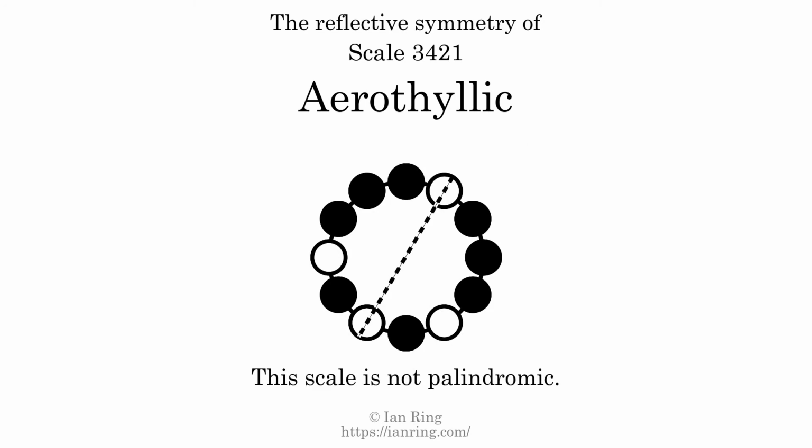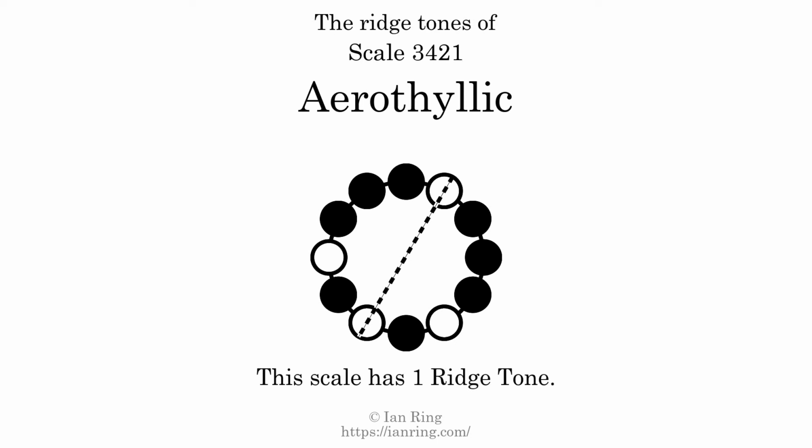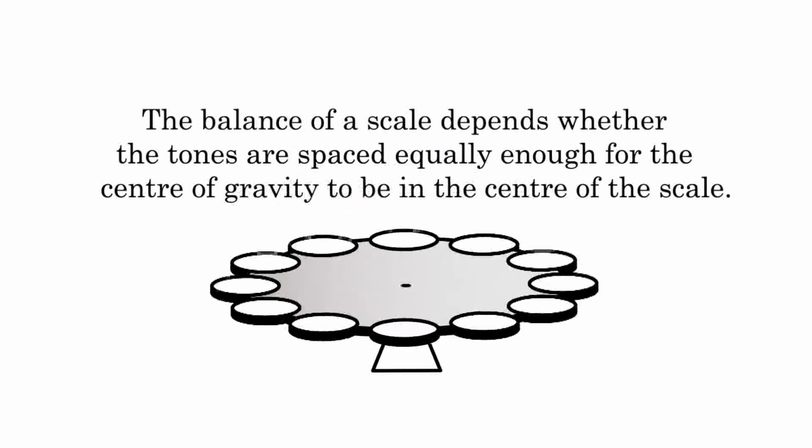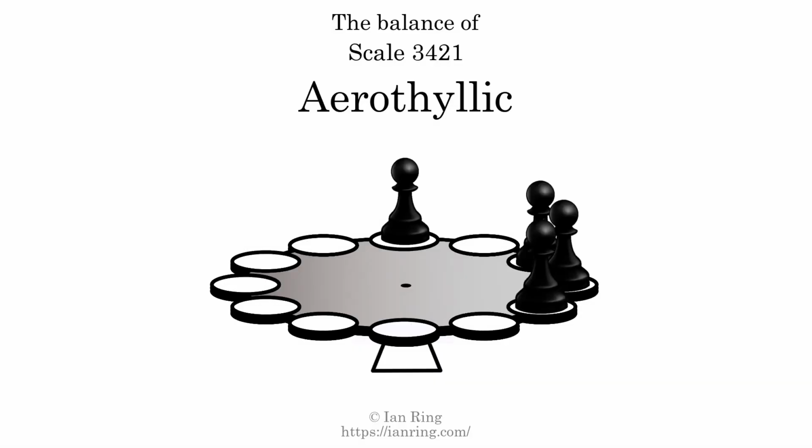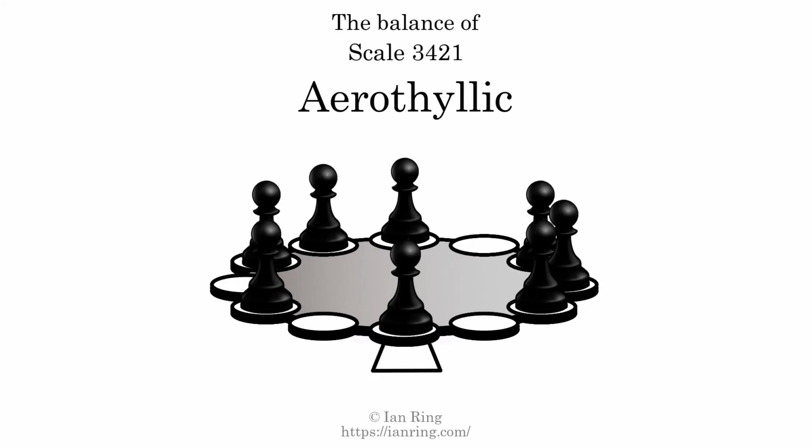This scale has reflective symmetry across an axis positioned 1 semitone from the root. This scale has a different pattern of intervals ascending and descending, so it is not palindromic. This scale has one ridge tone. Here, the balance of a scale depends on whether the tones are spaced equally enough for the center of gravity to be in the center of the scale. This scale is not balanced.